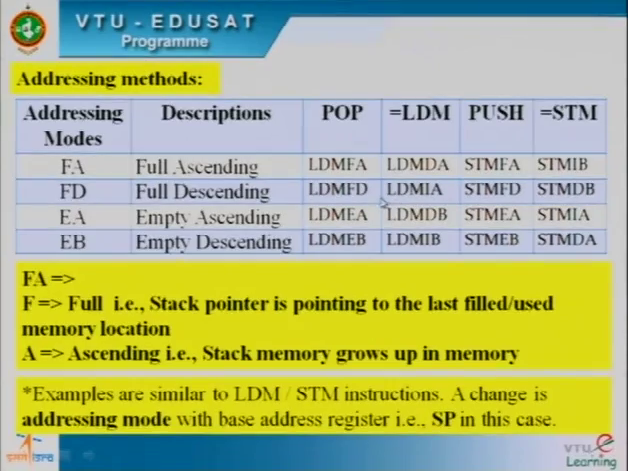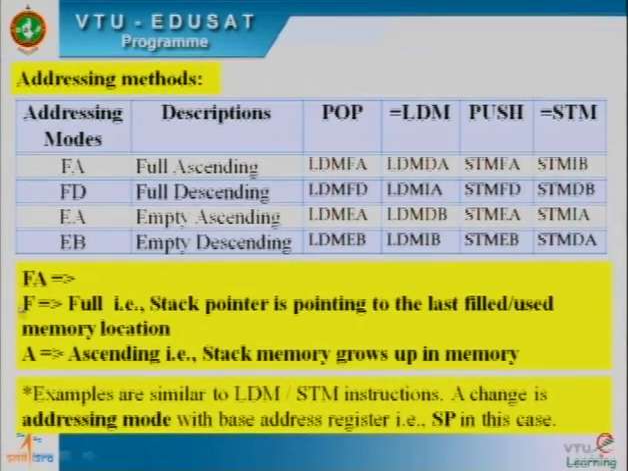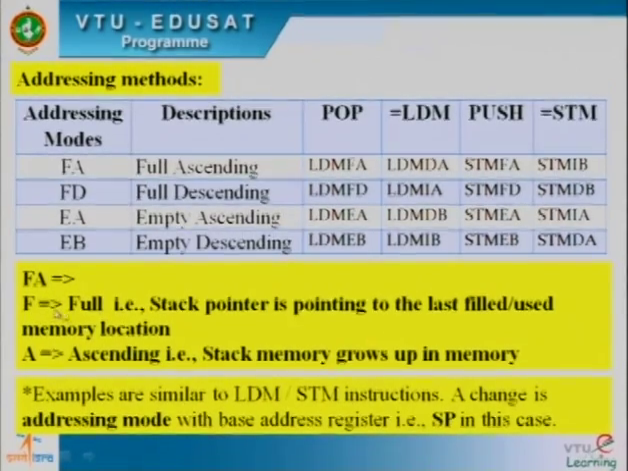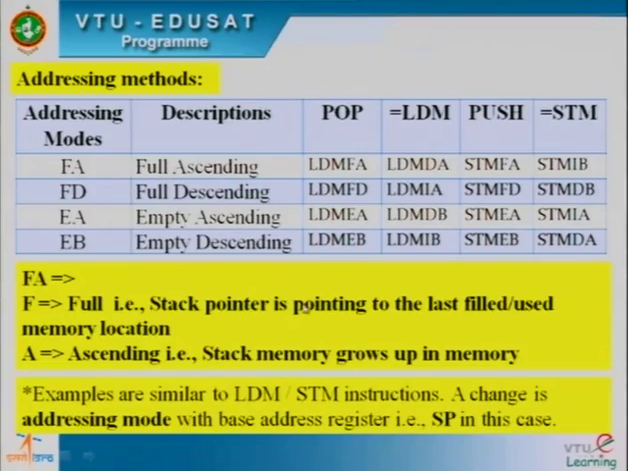Let's look at the point here. What is the meaning of FA in the yellow color at the bottom? F stands for full, that is the stack pointer is pointing to the last filled or used memory location. A stands for ascending, that is the stack memory can grow up in the memory. So that is the meaning of FA.